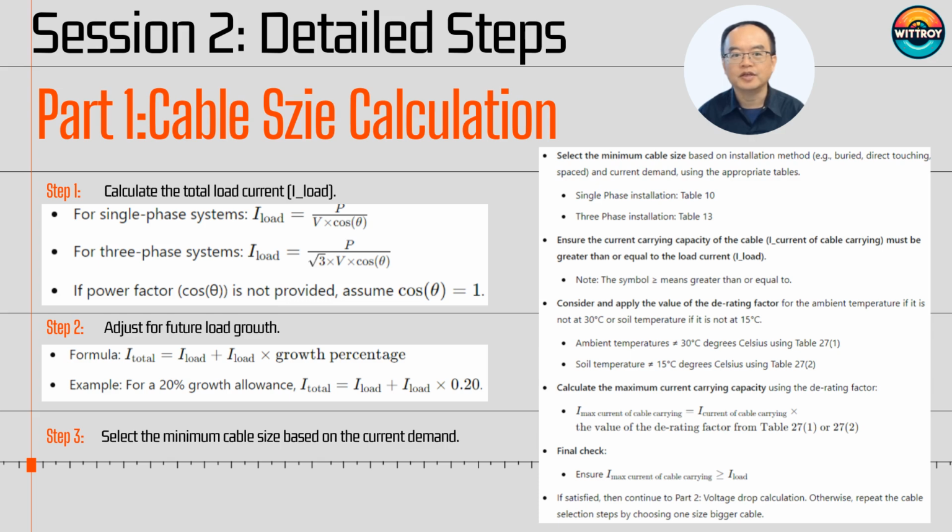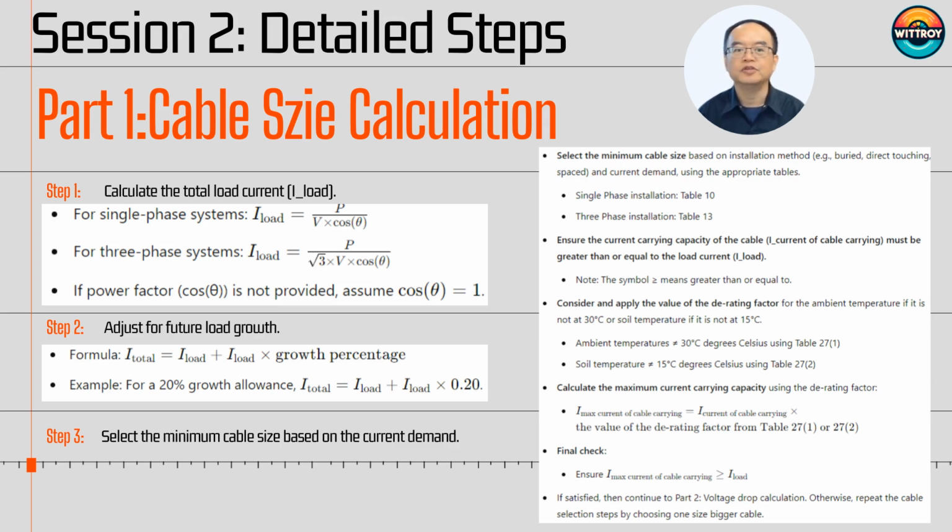Consider and apply the value of the D rating factor for the ambient temperature if it is not 30 degrees Celsius, or for the soil temperature if it is not 15 degrees Celsius. Use Table 27.1 for ambient temperatures and Table 27.2 for soil temperatures. Calculate the maximum current carrying capacity using the D rating factor. This is done by multiplying the current carrying capacity of the cable by the value of the D rating factor from Table 27.1 or Table 27.2.